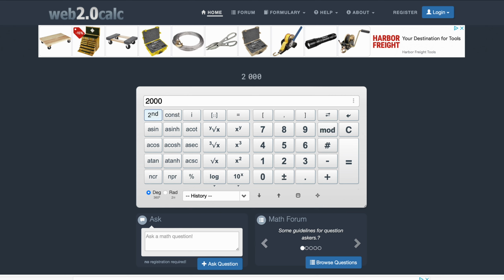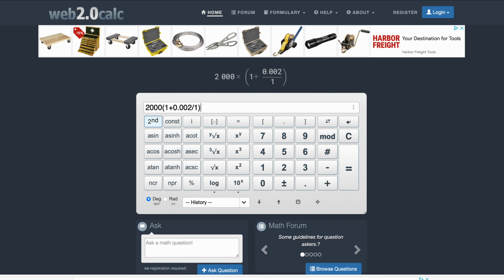So let's say I invest $2,000 and I invest it at a rate of, let's say, 0.2% annually because the interest rates are terrible right now. So if I did 0.2%, that would be 0.2 and move the decimal place 2 places back. So that's actually 0.002. Since it's compounded annually, it would be the rate divided by 1. If it was compounded quarterly, rate divided by 4, etc.